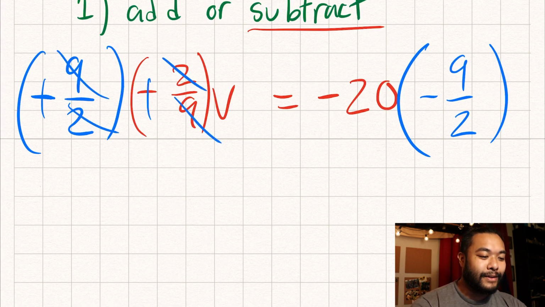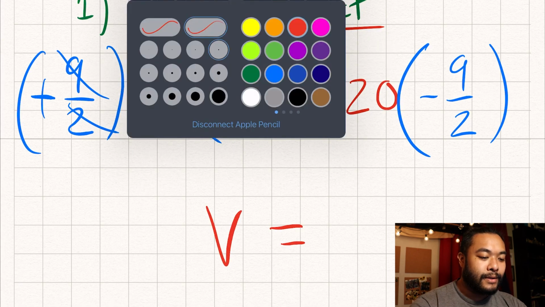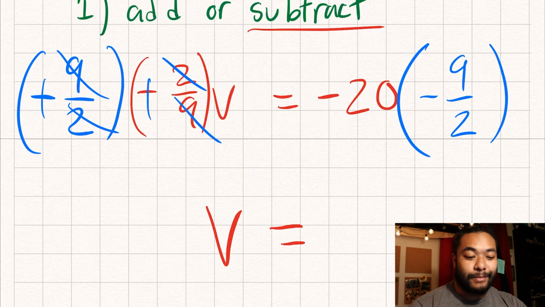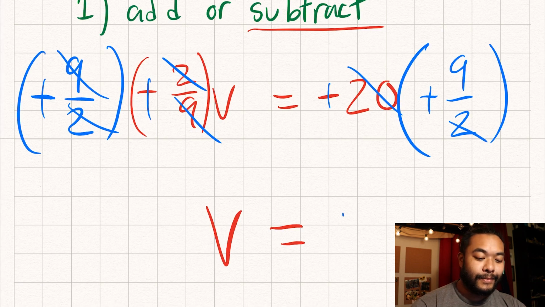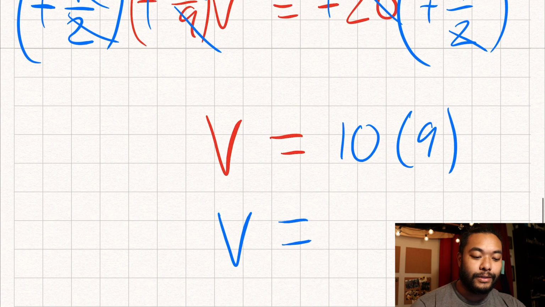All I'm left with is v equals, and let's see, negative 20 divided by negative 2. The positives cancel out. 20 divided by 2 is 10. 10 times 9. V equals 90.